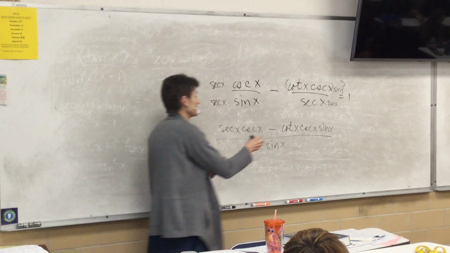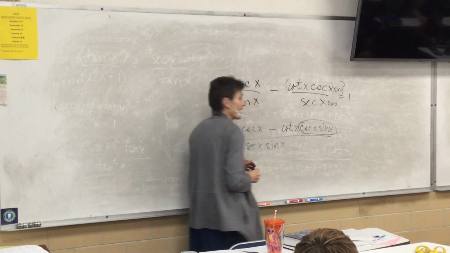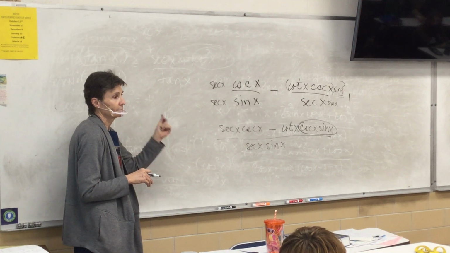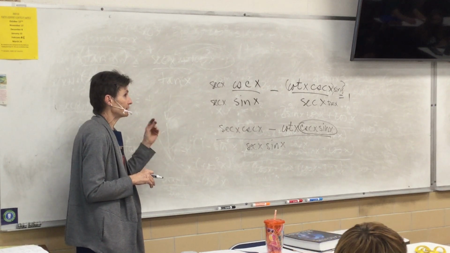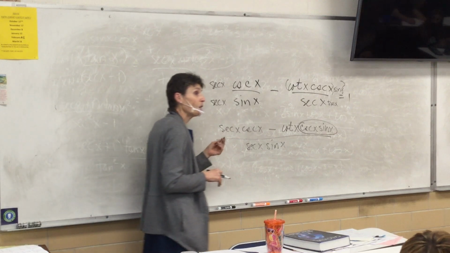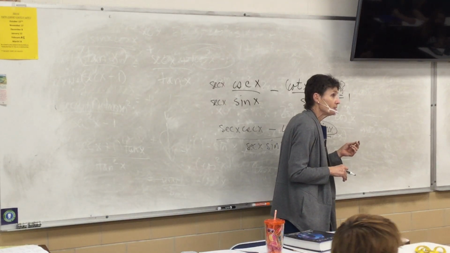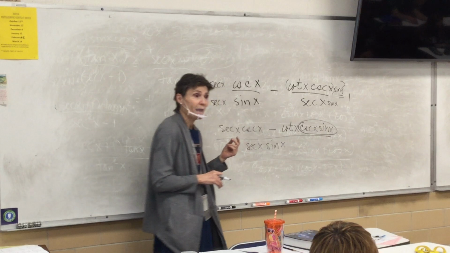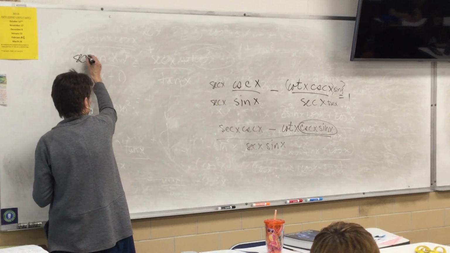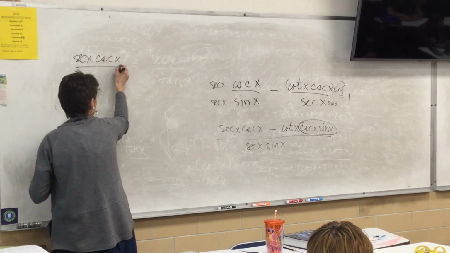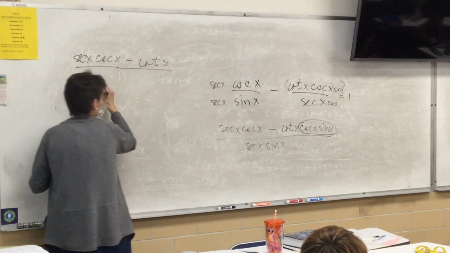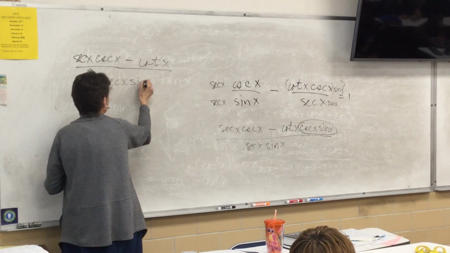All right, what about this right here, guys? We need to figure it out. Cosecant times sine. What's cosecant times sine? Cosecant and sine are reciprocals of each other, so when you multiply them, they cancel out. So that part's at least taken care of. So we still have secant, cosecant, minus cotangent, all over secant sine.